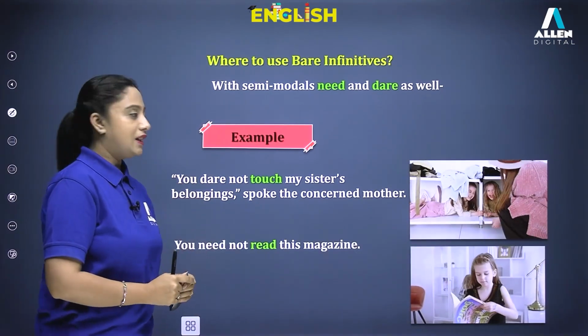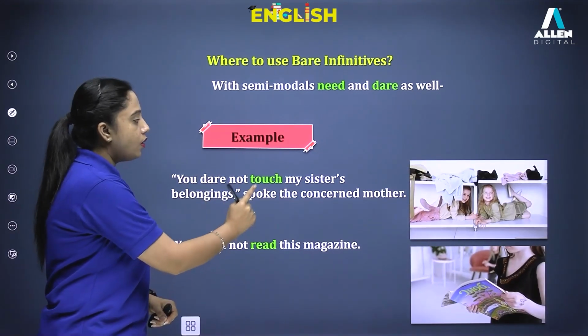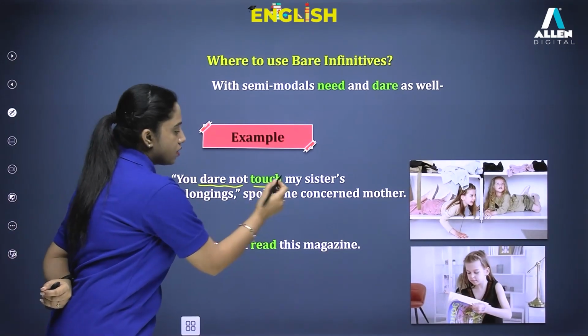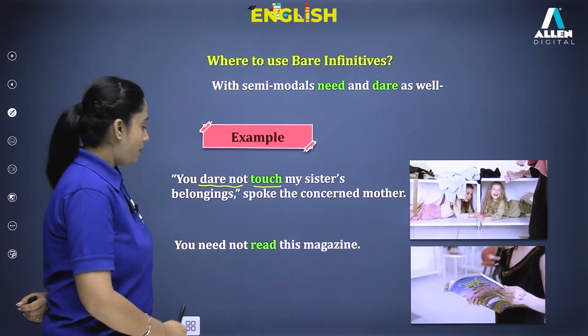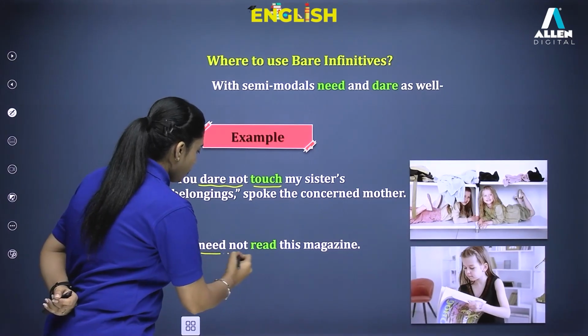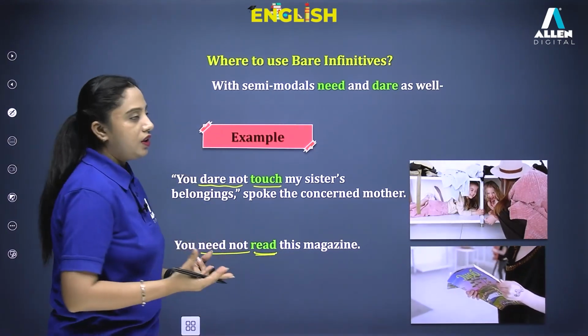So here is the example. You dare not touch my sister's belongings, spoke the concerned mother. So dare not, semi-modal, and after that also I am using first form of the verb only. Likewise, next example, you need not read this magazine. So after need not, we are using what? We are using first form of the verb as well.